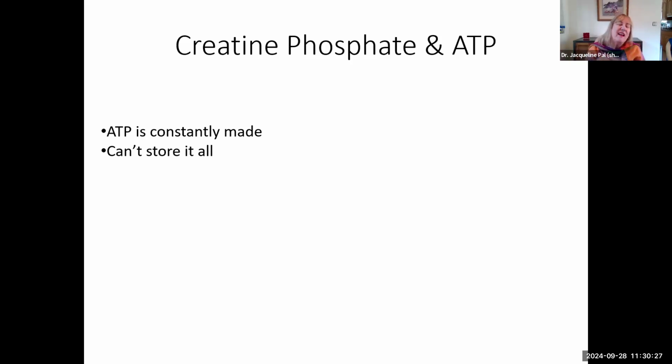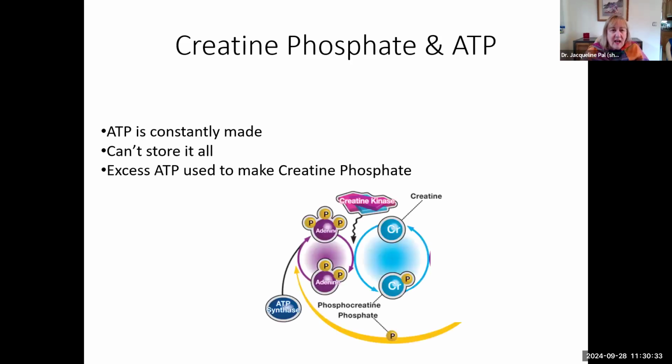but our body can't store all that ATP. So what the body does, that extra ATP is used to make creatine phosphate, also known as phosphocreatine. So here we are, ADP is being used to make ATP. And then there's an enzyme which will take one of those phosphates from ATP, that high energy bond, and will use it to attach it to creatine to make phosphocreatine or creatine phosphate. And that can be stored in your body.